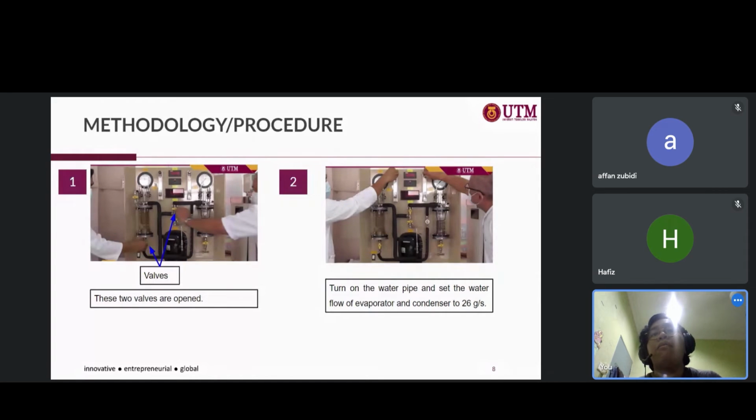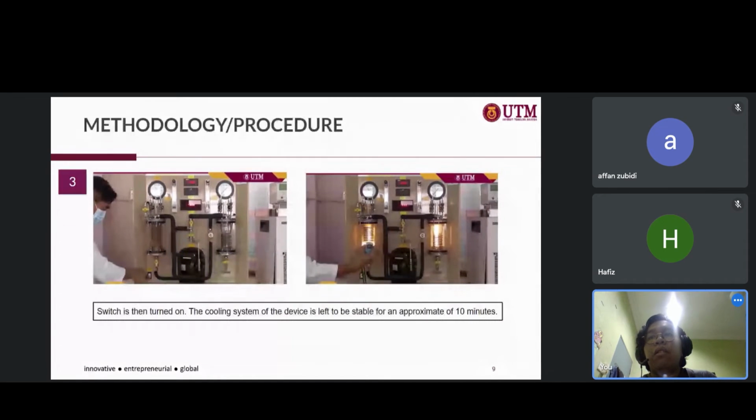So next slide. The third step is switching the cooling system on. After that, it will be left for at least 10 minutes for it to be stable. So next slide.